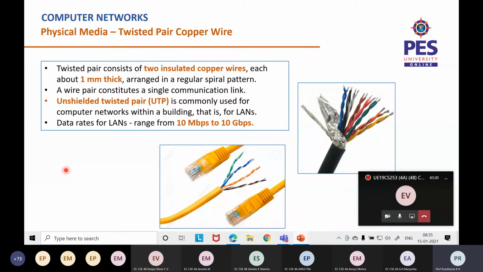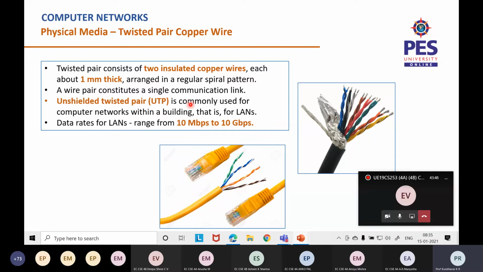So now I'm showing you the twisted pair cable. As you can see in the picture, they are color coded and they're all twisted. Probably you have seen these kinds of cables. This is one of the transmission media or physical media in computer networks.